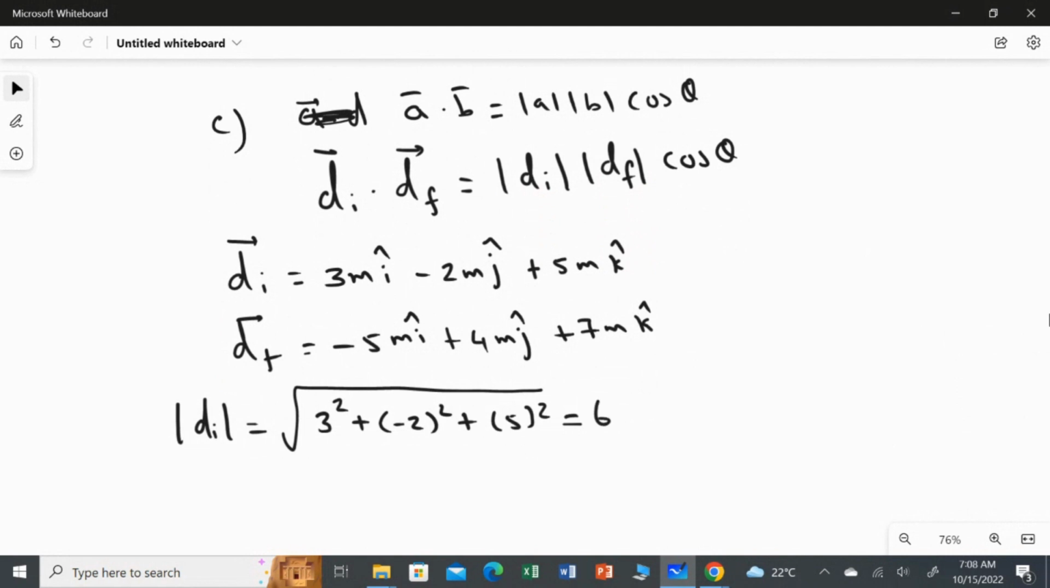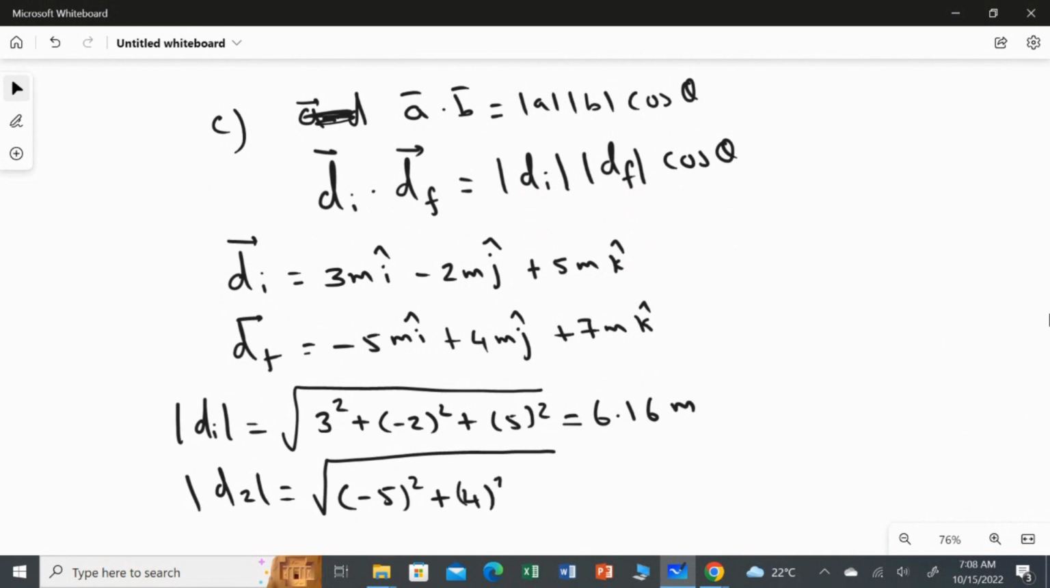The value here is 6.16 meter. And likewise, I have to find the value of the df magnitude. So square root of minus 5 square plus 4 square plus 7 square. Clear? So let's see what is the answer. Minus 5 square plus 4 square plus 7 square gives the answer of 9.49 meter. Clear? And then I have to find the value of A dot B.